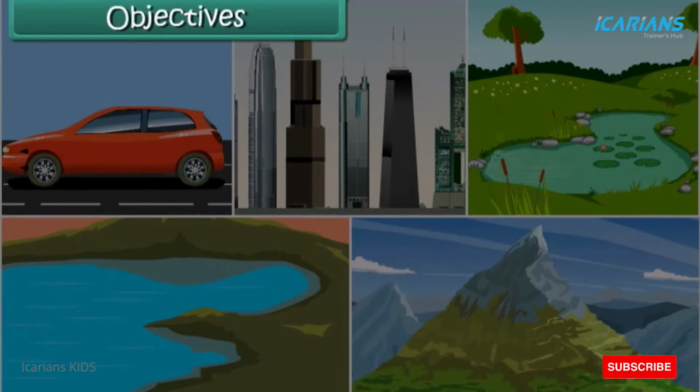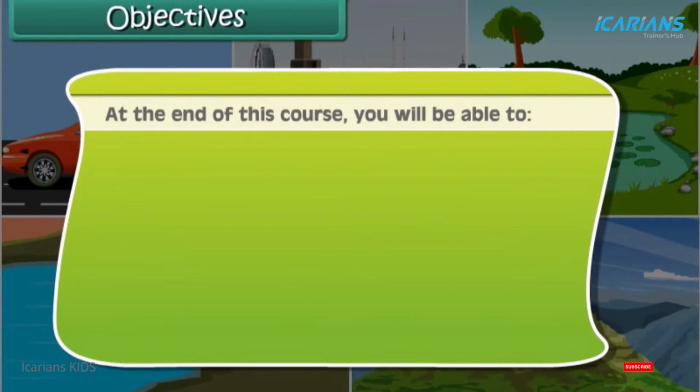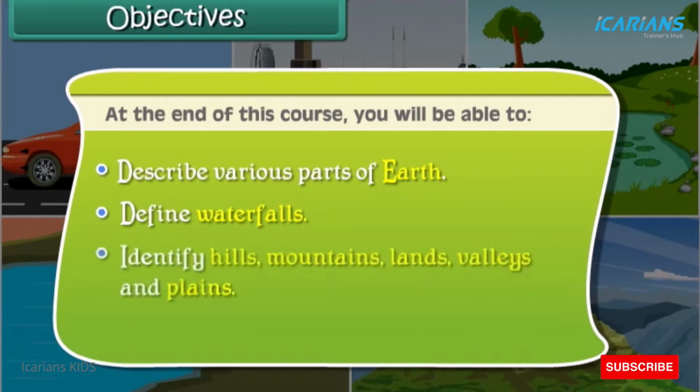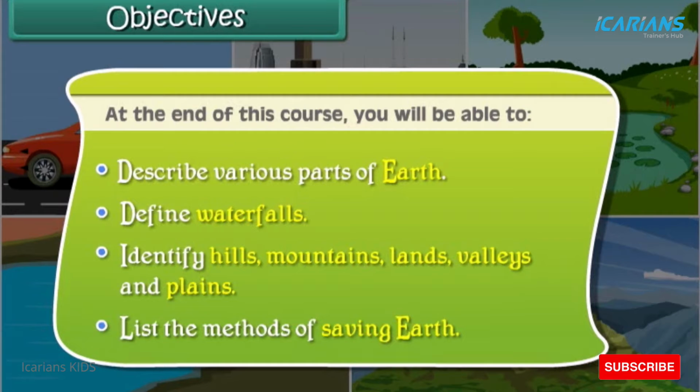Objectives. At the end of this course, you will be able to describe various parts of Earth, define waterfalls, identify hills, mountains, lands, valleys, and plains, and list various methods to save our Earth.